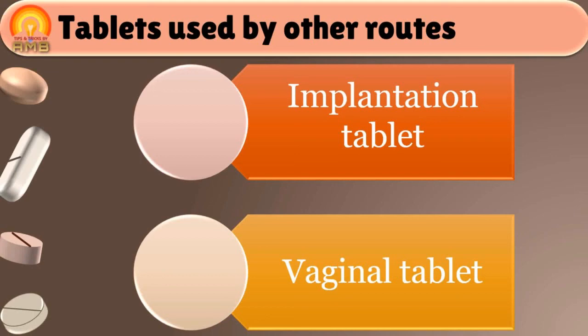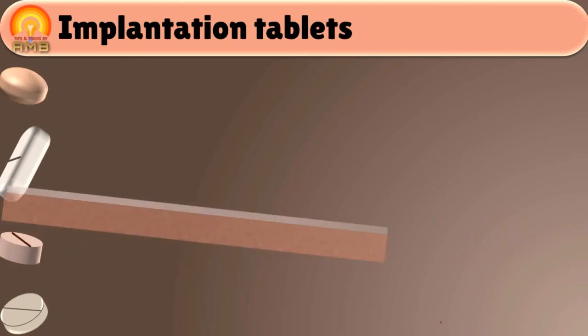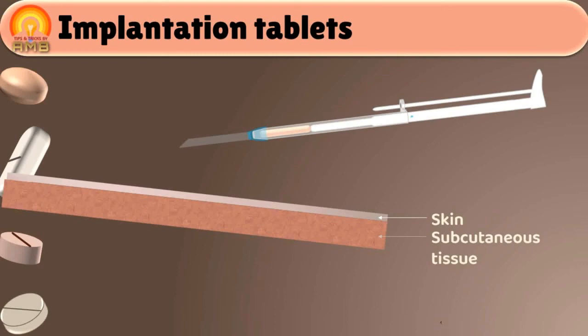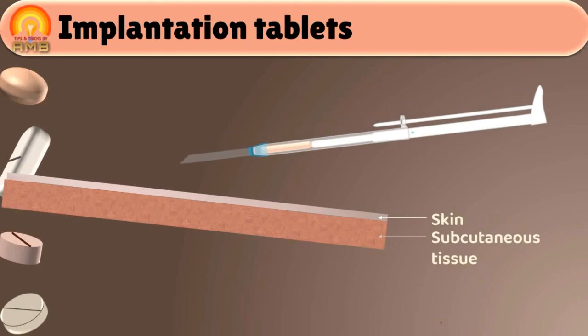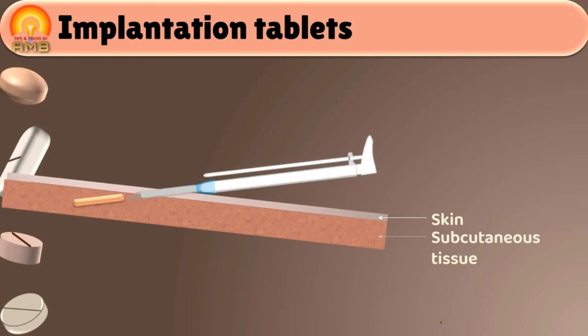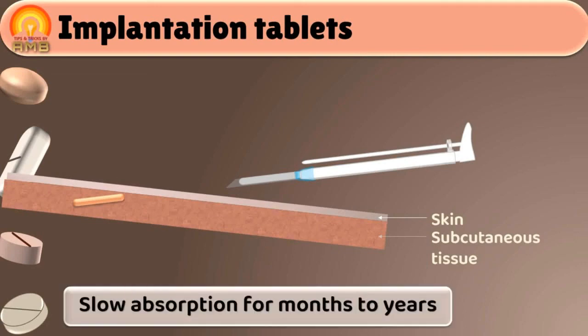First of such type is implantation tablets. These are the tablets which are placed under skin, that is subcutaneously. Sub means below and cutaneous means skin. So these tablets are placed under skin with the help of a special injector or minor surgery. Drug is absorbed from such tablets slowly and continuously for a long duration of about months or years.